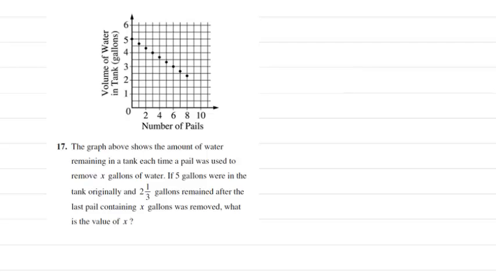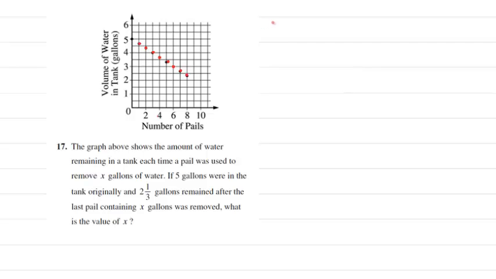The graph shows the amount of water remaining in a tank each time a pail was used to remove X gallons of water. 5 gallons were in the tank originally, and 2 1/3 gallons remained after the last pail containing X gallons was removed. What's the value of X? Each dot signifies a time that a pail was used to remove X gallons of water. That means that 1, 2, 3, 4, 5, 6, 7, 8 pails of water were removed.